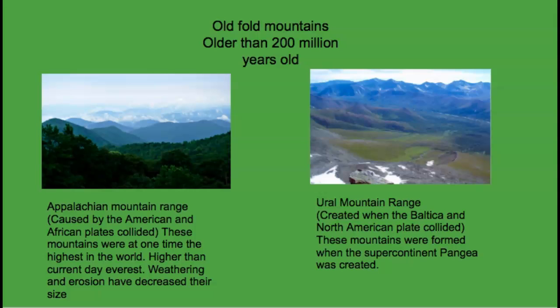The Ural Mountain Range was created when the Baltica and North American plates collided. These mountains were formed when the supercontinent Pangaea was created, when all the continents came together as Pangaea. A fold belt mountain range occurred here, and that's where these Ural Mountains came from. So super old.